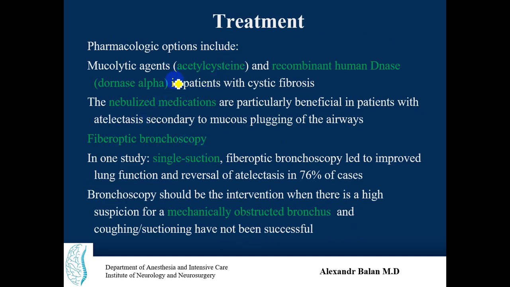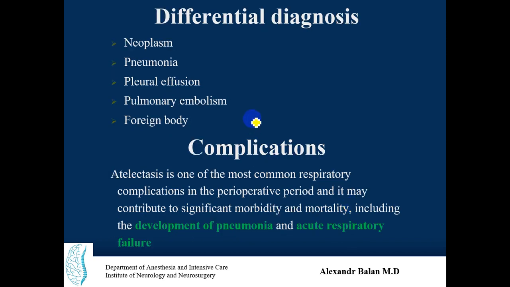Pharmacologic options include giving patients some mucolytic agents like acetylcysteine or recombinant human DNase dornase alfa, especially in patients with cystic fibrosis. Nebulized medications are particularly beneficial in patients with atelectasis secondary to mucous plugging of the airways, and fiber optic bronchoscopy, as well. In one study, single suction fiber optic bronchoscopy led to improved lung function and revealed reversal of atelectasis in 76% of cases. Bronchoscopy should be the intervention when there is a high suspicion of a mechanically obstructed bronchus by different origins and coughing and suction have not been successful or do not resolve the case. We have to make a differential diagnosis with many pathologies like neoplasm, pneumonia, pleural effusion, embolism, or foreign bodies.